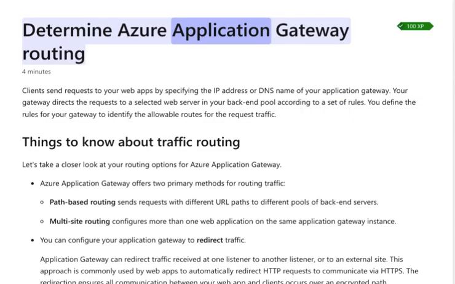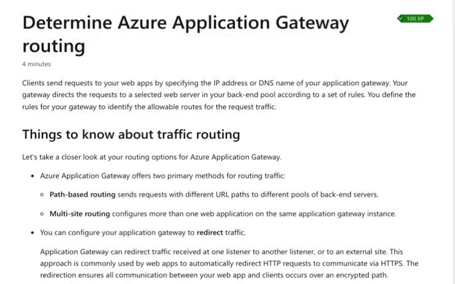Determine Azure Application Gateway routing. Completed 100 XP. 4 minutes. Clients send requests to your web apps by specifying the IP address or DNS name of your application gateway. Your gateway directs the request to a selected web server in your backend pool according to a set of rules. You define the rules for your gateway to identify the allowable routes for the request traffic.